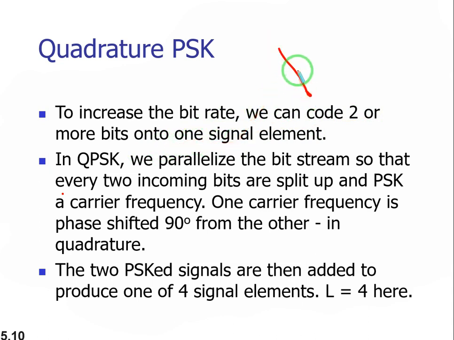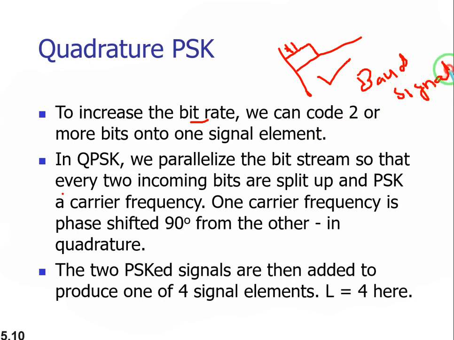Let's see, this is our signal element. Initially we just have 1 bit per signal element, but if we want to increase our bit rate, we need to code 2, 3, 4, 5 or more bits onto one signal element. One thing more, once our bit rate is going to increase, it means once we are coding 2 or more bits in one signal element, our baud rate or our signal rate is going to reduce. Keep in mind why.